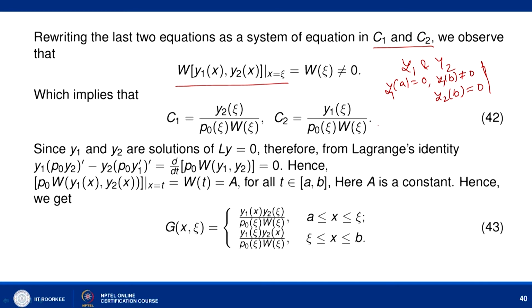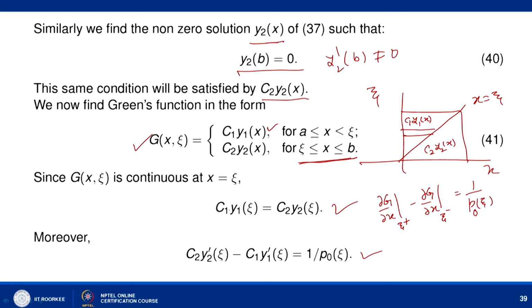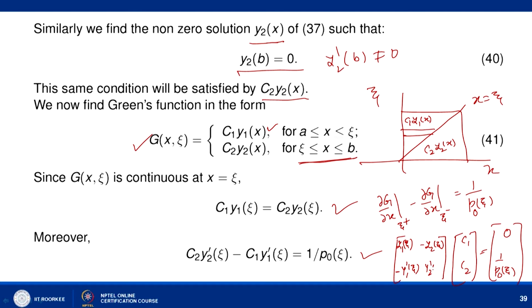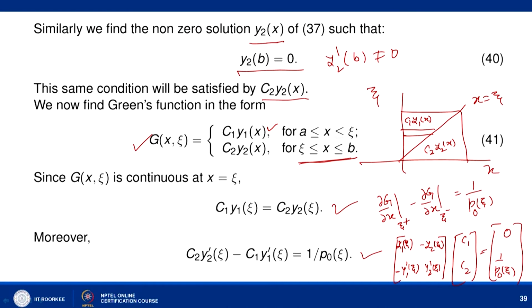In fact, you can write these equations here: [c1 c2] equal to [0, 1/(p0(xi))], where the coefficient matrix has y1(xi), minus y2(xi), and minus y1'(xi), y2'(xi). If we write these two equations in terms of a matrix equation, Ax = b kind of thing.